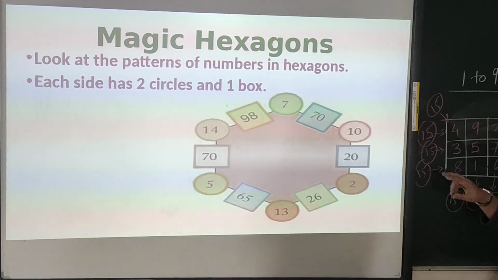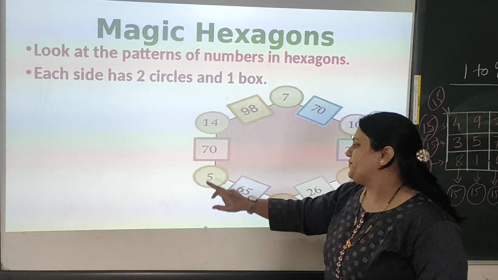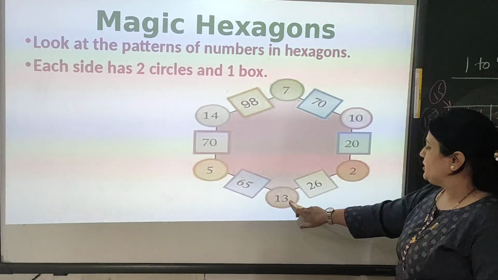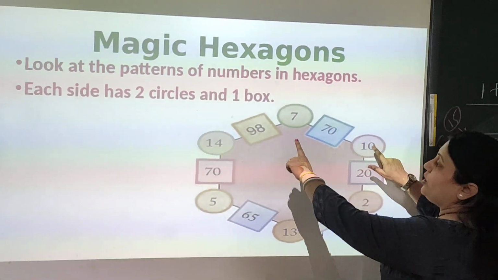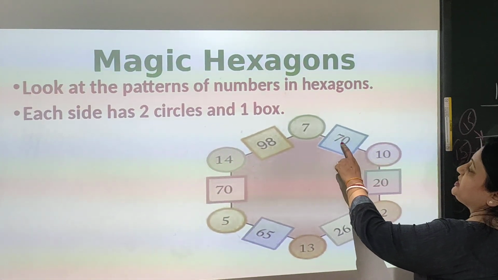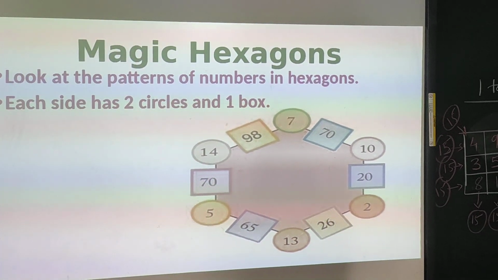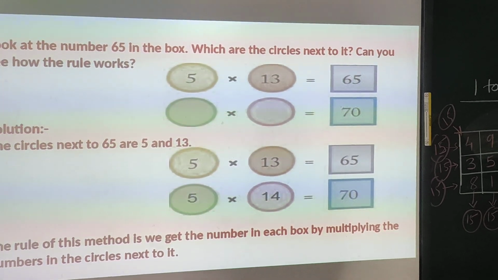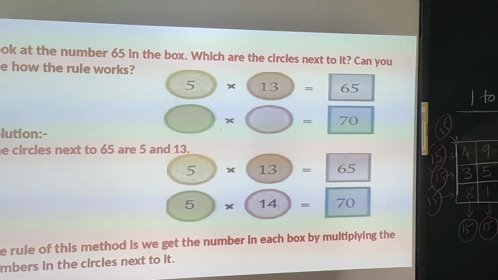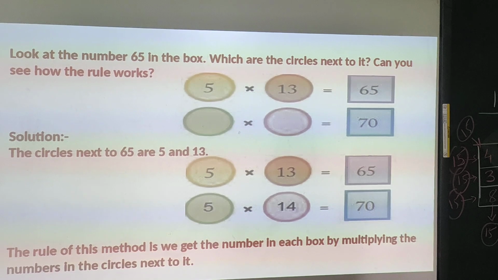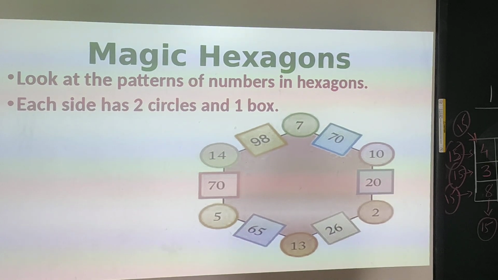See, 10 sevens are 70, 14 sevens are 98, 14 fives are 70, 5 13s are 65, 13 twos are 26, 2 10s are 20. So the multiplication of these two numbers, the product, is written in the middle square. Product means the answer of multiplication. So like this it is given. See, look at the number 65 in the box. Which are the circles next to it? Can you see how the rule works? 13 5s are 65 and 14 5s are 70. Already I have shown you the rule in this hexagon.